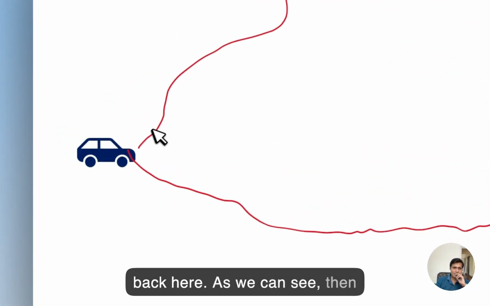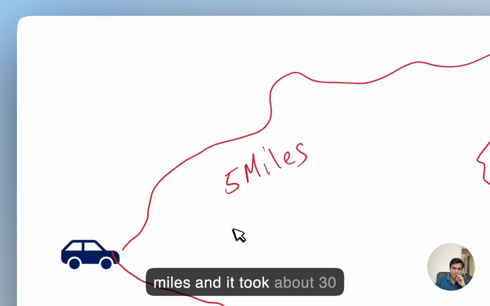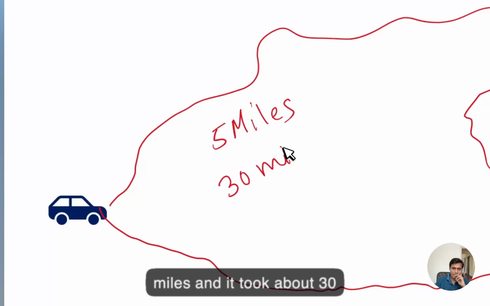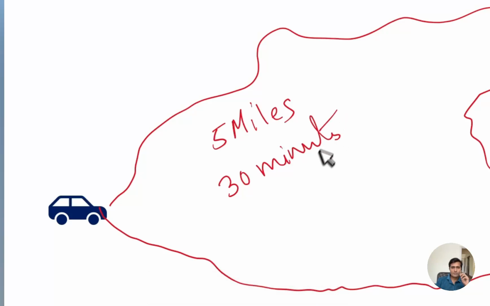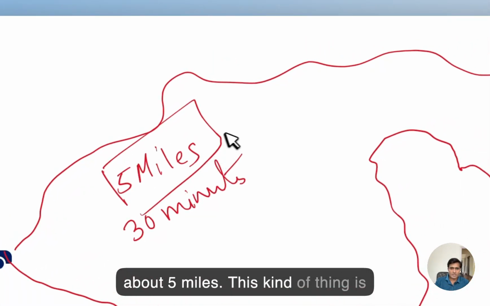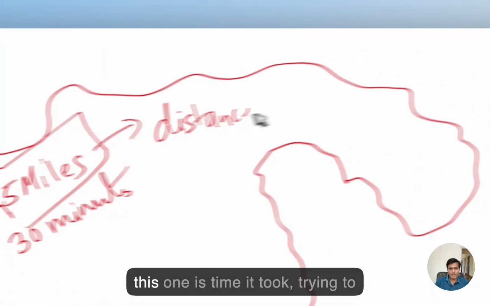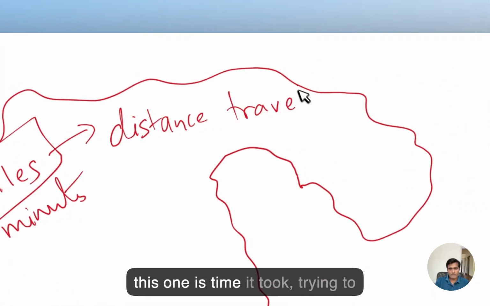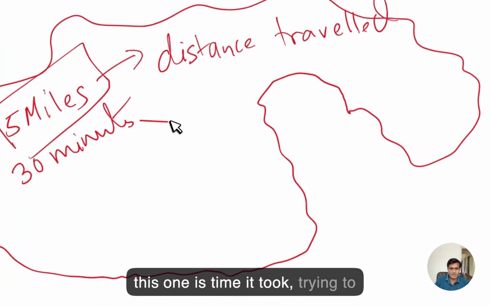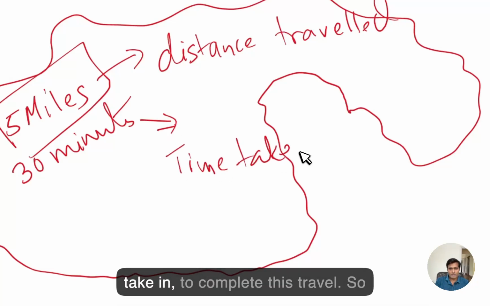As a result, we can see that we have probably moved about 5 miles, and it took about 30 minutes. We don't care how we move, but we know that all in all we moved about 5 miles. This kind of thing is what we call distance traveled, and this one is the time it took, the time taken to complete this travel.